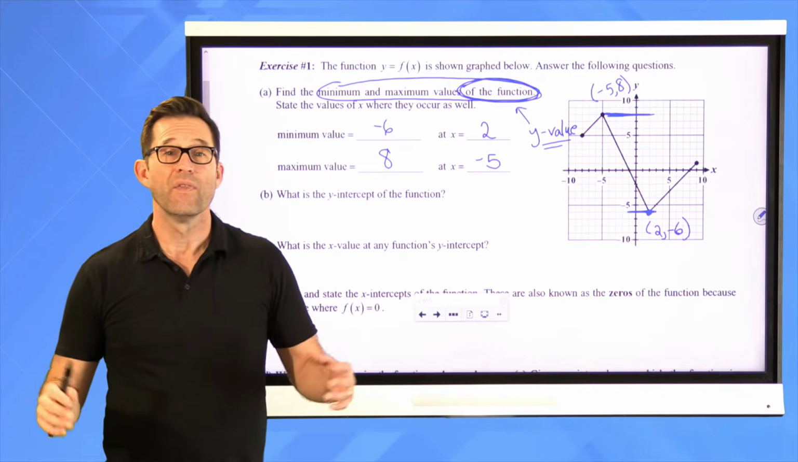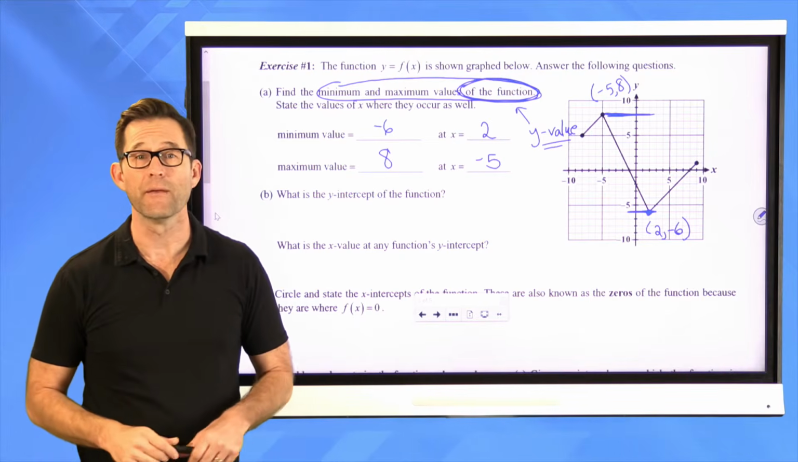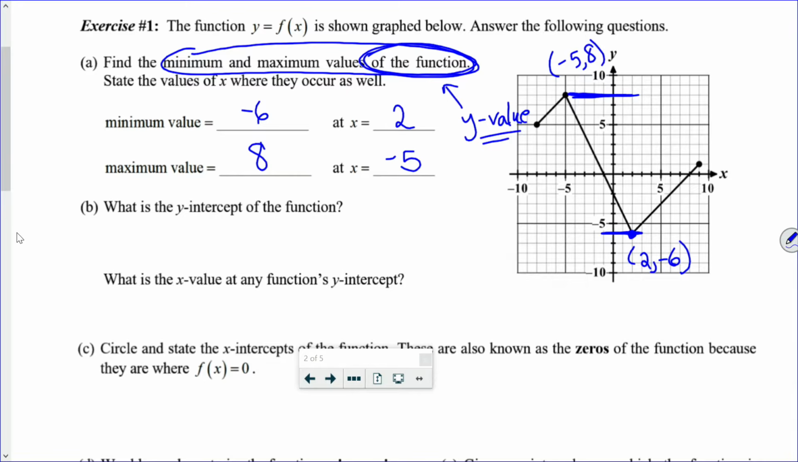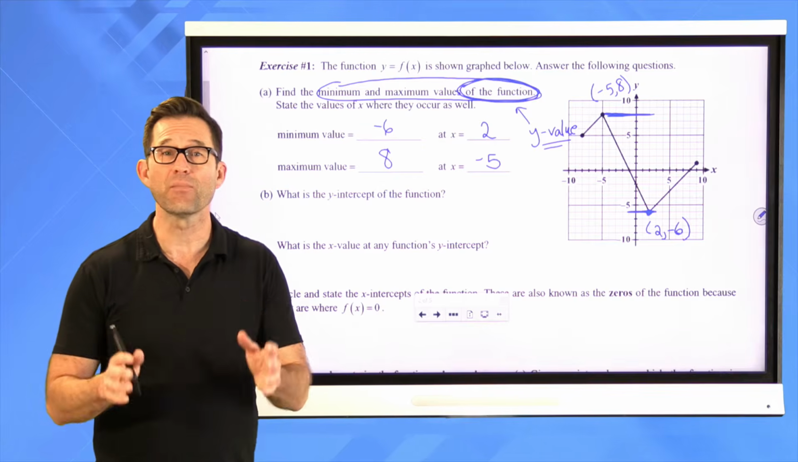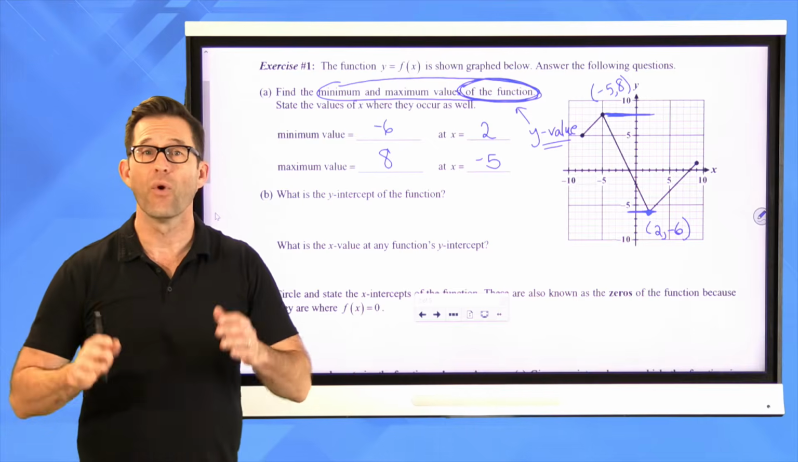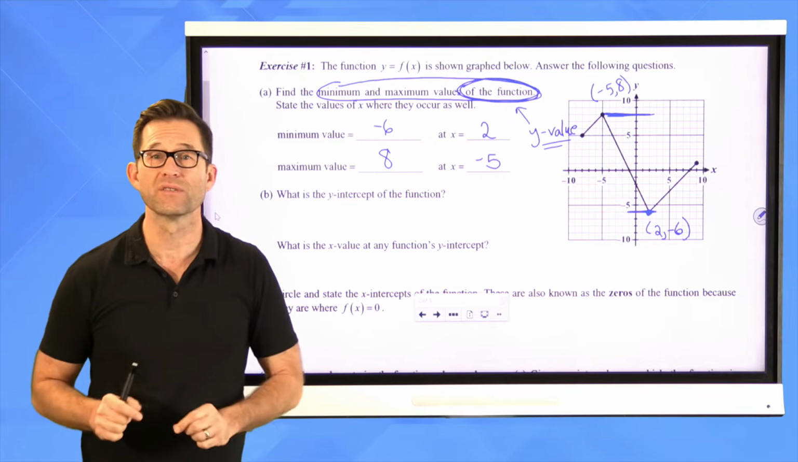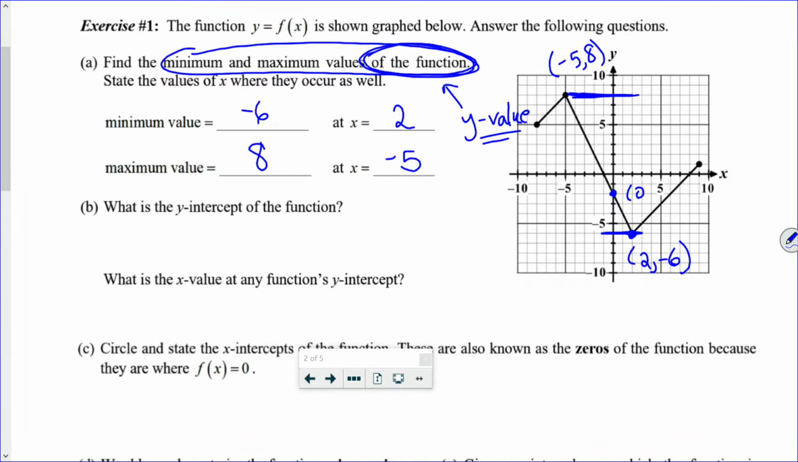All right, the next question is one that you should be familiar with from equations of lines. Let's talk about letter B. What is the y-intercept of the function? And as a follow up, what is the x value at any function's y-intercept? The y-intercept of a function is simply the y value where the function crosses the y-axis. So that's right here at the point (0, -2). So the y-intercept of the function is -2.